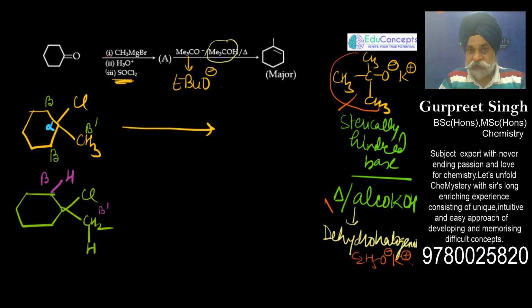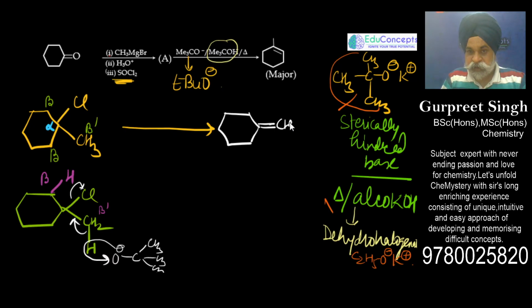Now what we have to remember here is, when you are using tertiary butoxide, a sterically hindered base, it can approach the beta hydrogen from a less hindered site. So it can deprotonate a hydrogen from a less hindered site, resulting in the formation of this type of alkene. So the alkene we get here is something like this. This would be the major alkene if you are using tertiary butoxide, a sterically hindered base.